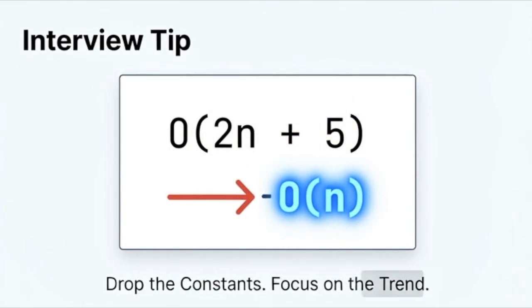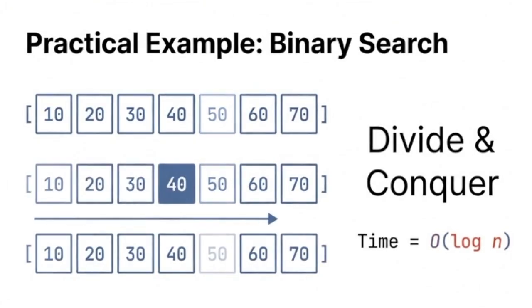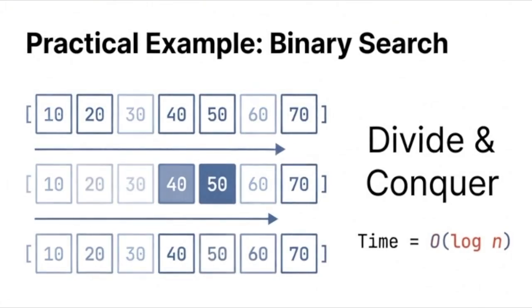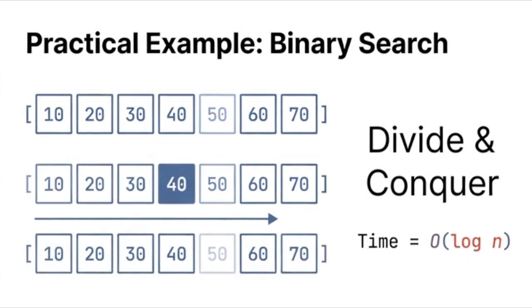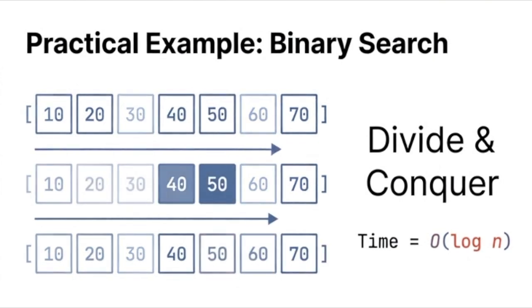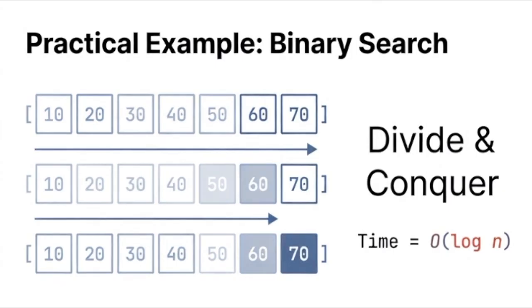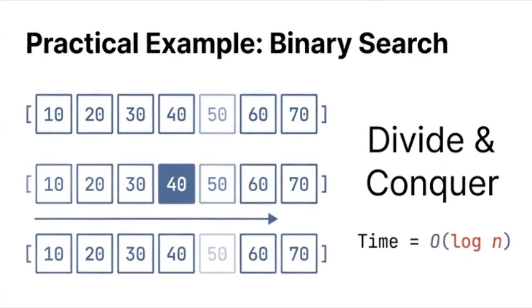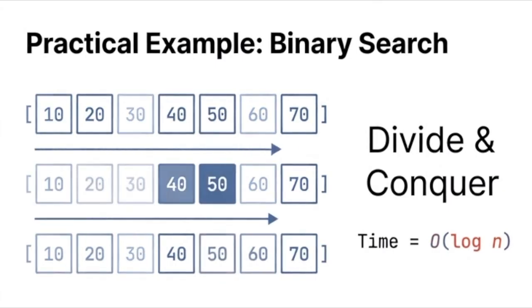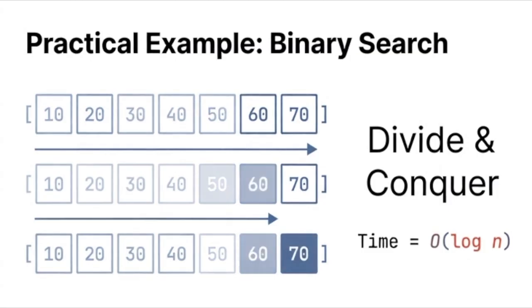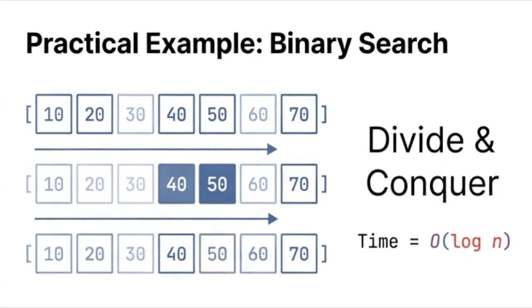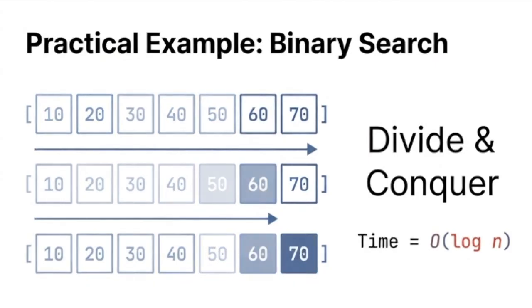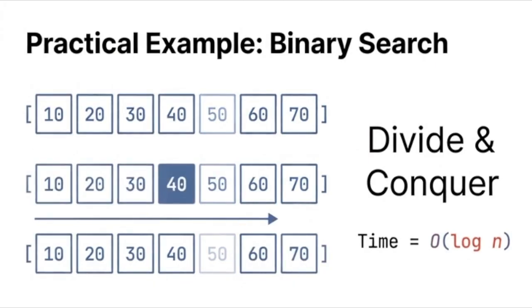Now let's look at a faster algorithm, binary search. This only works on a sorted list. Instead of checking every number, we check the middle. If our target is lower, we throw away the entire right half. We keep dividing the problem in half. This is the divide and conquer strategy. Because we cut the problem in half every time, the complexity is big O log n. This is much faster than linear search for large data sets.